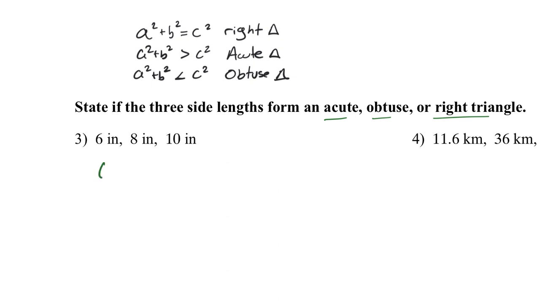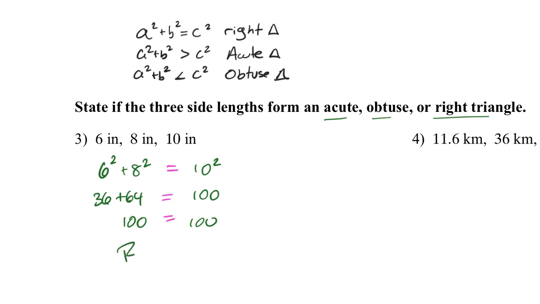That means that I have 6 squared plus 8 squared, and I'm going to compare that to 10 squared. So I got 36 plus 64, and 10 squared is 100. This is 100 equal to 100. So they're equal to each other. So that means that this is a right triangle.